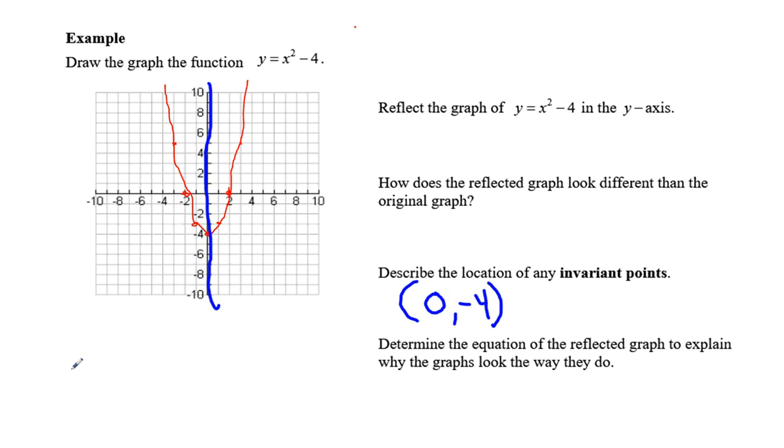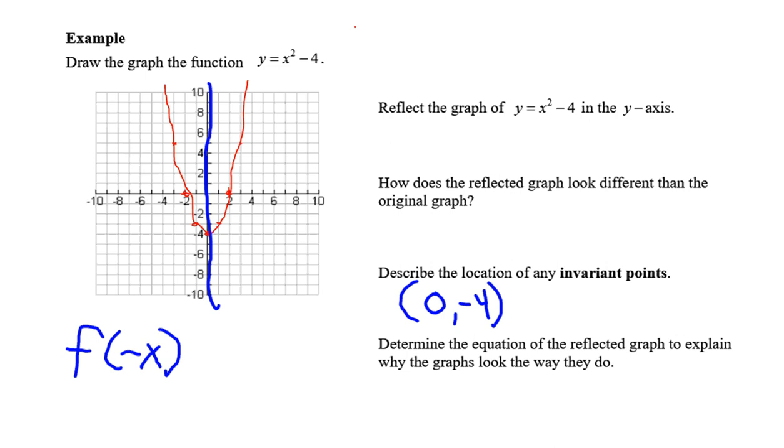So here's the key. We are dealing with the reflection over the y-axis. I apologize. Meaning the negative goes on the x. Well, what's the only x that doesn't change when you put a negative on it? 0. So when we flipped over the x-axis on the previous question, x-intercepts were invariant. When we flipped over the y-axis, the y-intercepts are invariant.